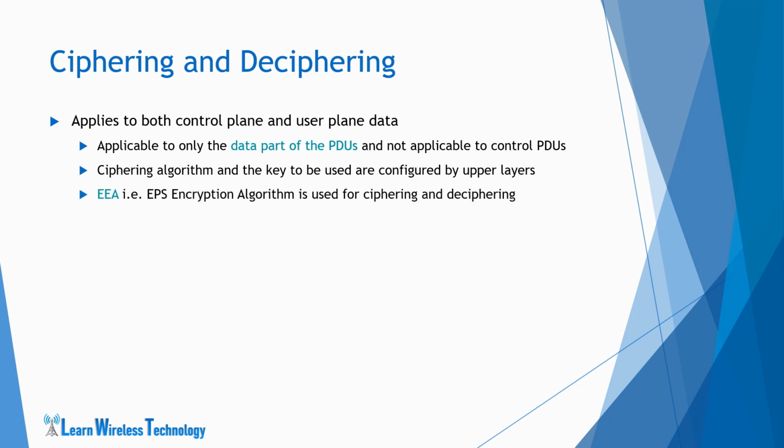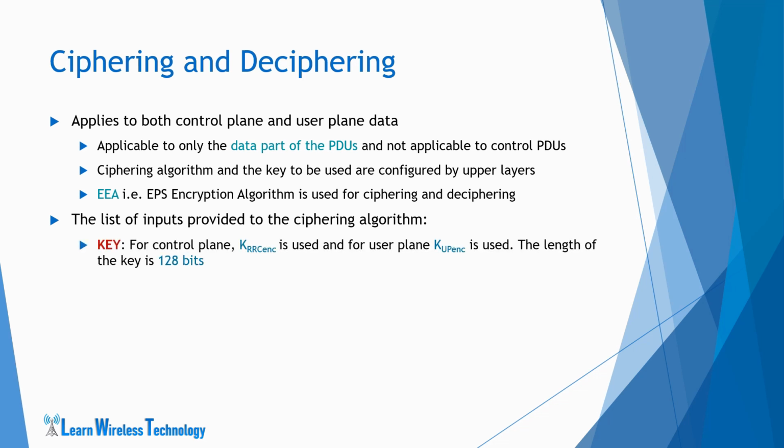In LTE, the algorithm used for ciphering and deciphering is EEA, that is EPS encryption algorithm. The parameters required by PDCP for ciphering are provided by the upper layers, and they are the inputs to the ciphering algorithm. Here's the list of inputs provided to the ciphering algorithm. Key. These are the ciphering keys for control plane and user plane. For control plane, the ciphering key used is KRRCenc, and for user plane, the ciphering key used is KUPenc. The length of the key is 128 bits.